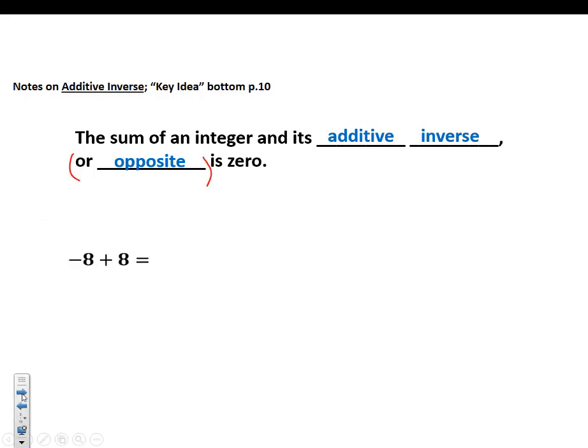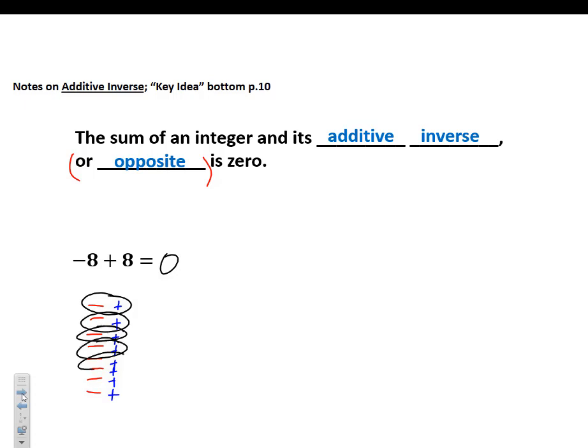In other words, if I have a positive 8 and a negative 8 and I add them together, that equals 0. 8 and negative 8 is 0. I can do that by modeling it, because I can put a negative 8, 1, 2, 3, 4, 5, 6, 7, 8, and I can put a positive 8, 1, 2, 3, 4, 5, 6, 7, 8, and we get all these 0 pairs, and all we have left is 0.